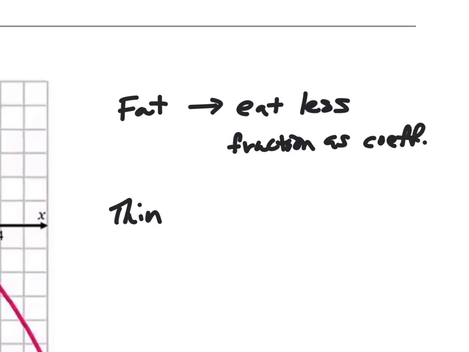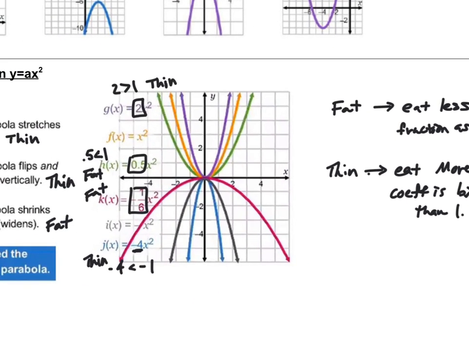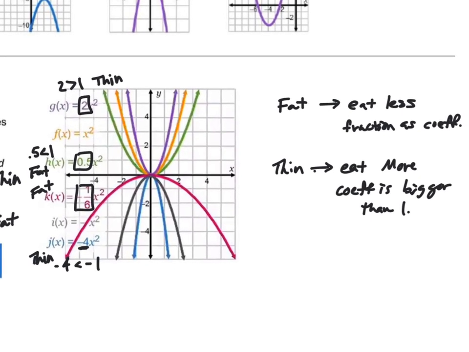But if you're thin, you need to eat more, and your coefficient is a number bigger than 1. That's how I think about it. If the graph is fat, this graph, the green one, you need to eat less. 0.5 is less than 1. If your graph is thin, like this blue one, then you need to eat more, meaning that this number is bigger.